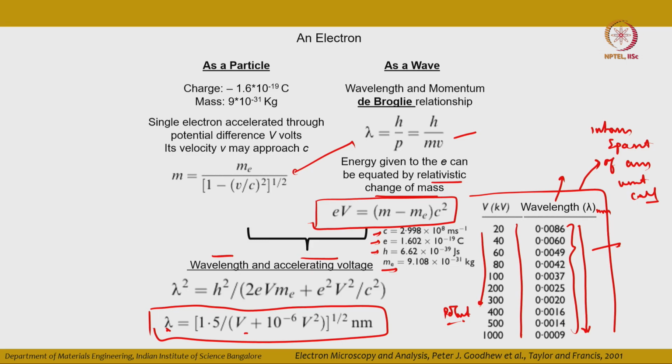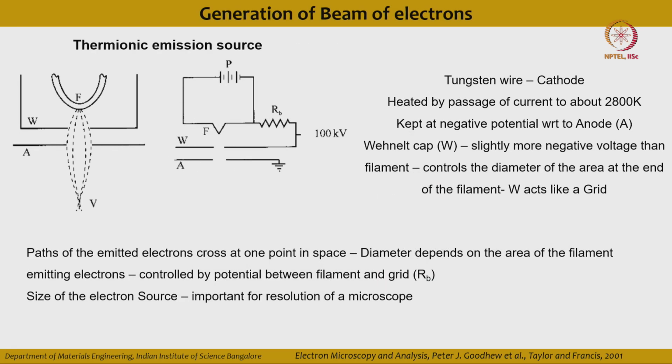Fine. So with this introduction, I will briefly go through the generation of a beam of electrons. This is done by two methods. One is the thermionic emission source and the other is the field emission source. We will come to the field emission later. First we will talk about the thermionic source. This is the widespread use of thermionic emission with a heating element.